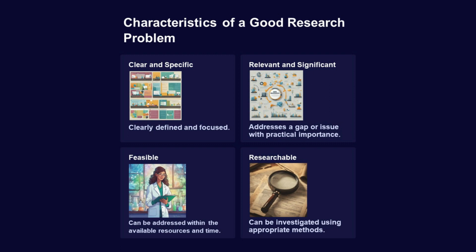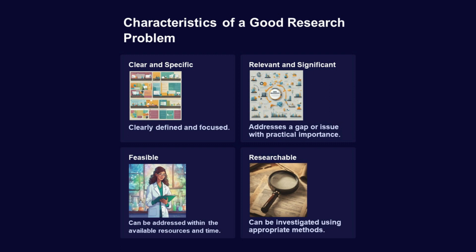Researchable: can be investigated using appropriate methods. Lastly, a good research problem is researchable. This means you can investigate it using appropriate methods. Think of it as having the right tools for the job. If you have a clear path to collect data and test hypotheses, you're on the right track.